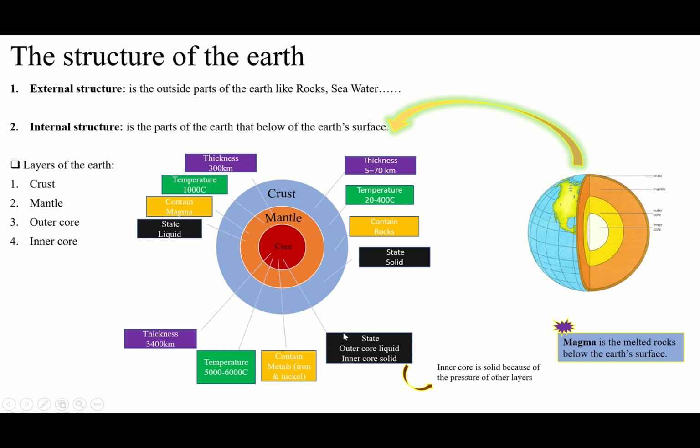Then the state of the core is going to be two parts. We said the core has two layers, outer core and inner core. The outer core is liquid and the inner core is solid. So we have four layers here: 1, 2, 3, 4. The first and the last are solid, and the second and the third are liquid.